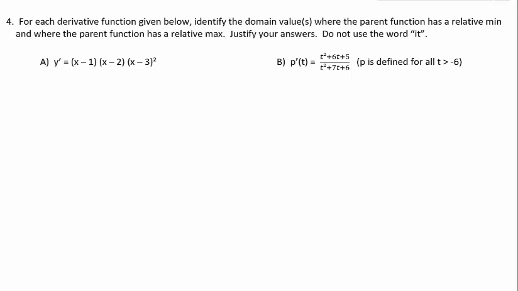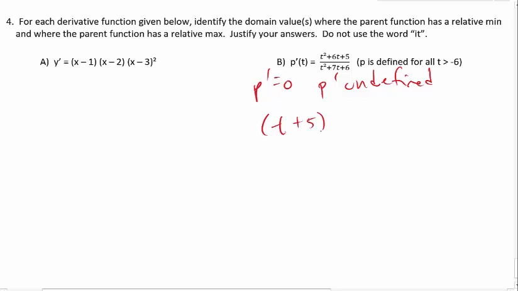For 4b, in order to maximize or minimize p, we need to first figure out where p prime equals 0, or where p prime is undefined. Well, p prime is a fraction, so it'll equal 0 when the numerator is 0, so long as the bottom isn't also. That numerator will factor, by the way, pretty nicely into t plus 5 times t plus 1. The denominator will factor into t plus 6 and t plus 1.